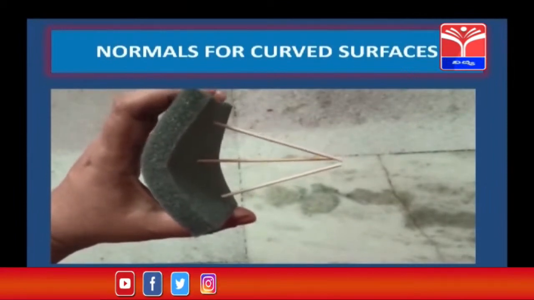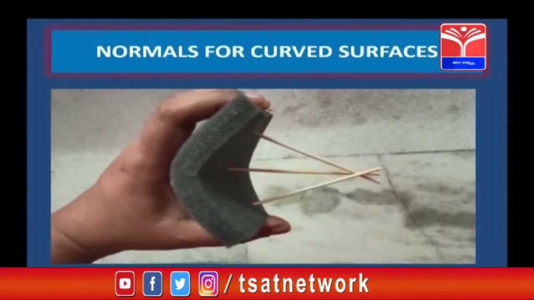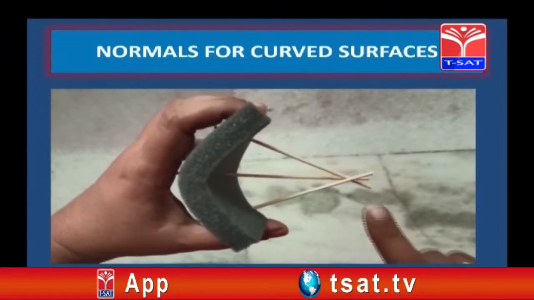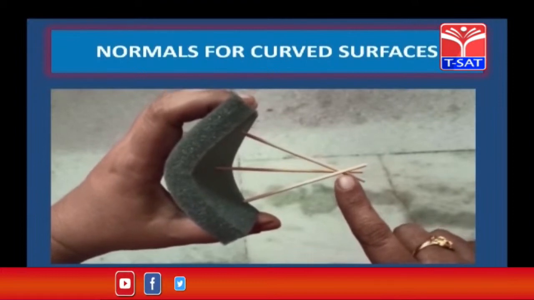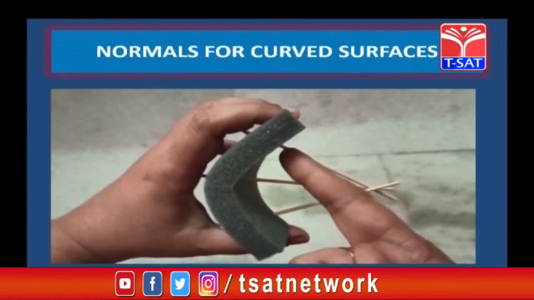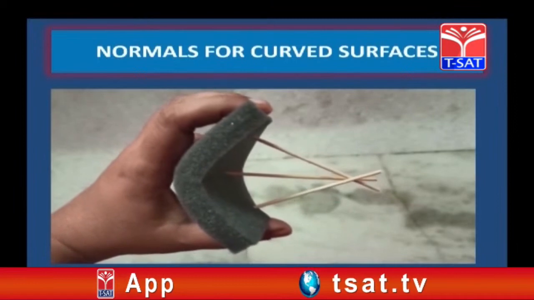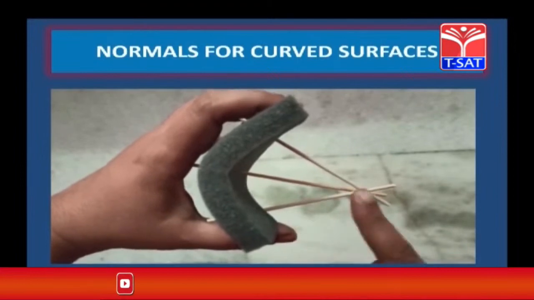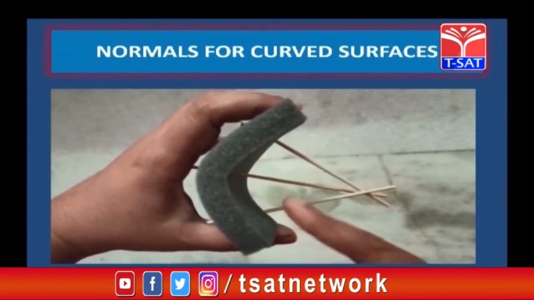Now let us bend it. What is happening? What do you observe? When we bend it forward, we see that the normals are converging and meeting at one point. Yes, children? This point is called the center of curvature. This is a concave surface because it is bent inwards. The normals are converging and meeting at one point. This is called the center of curvature.